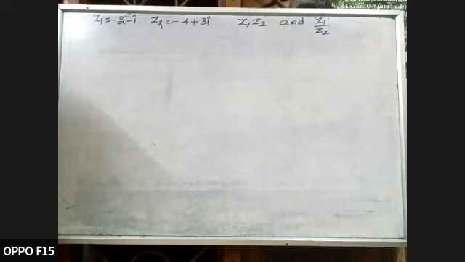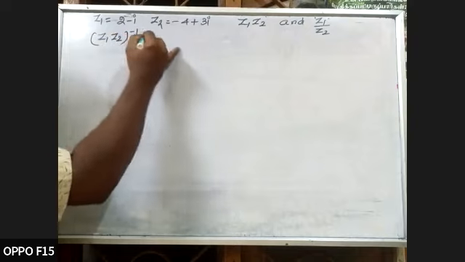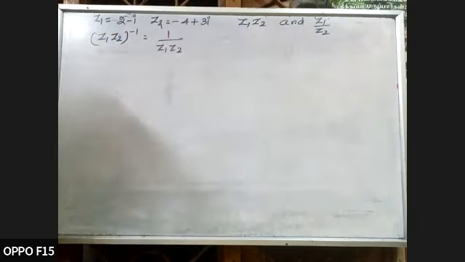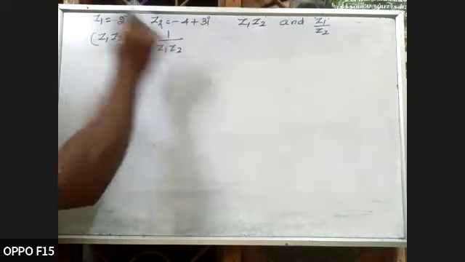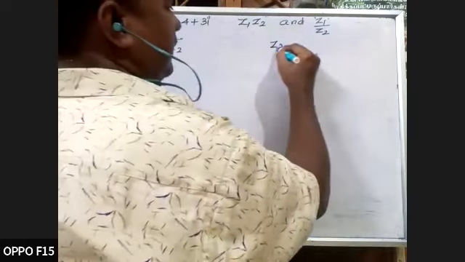Okay, so please listen. Can you all follow me? Yes, sir. The inverse of Z1 Z2, I can write this as 1 divided by Z1 Z2. So inverse is nothing but 1 by Z. Now first of all, find out what is Z1 multiplied by Z2.